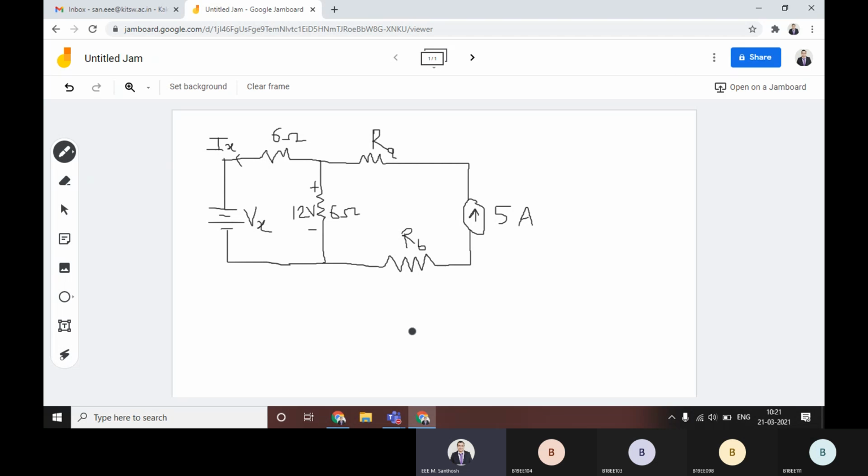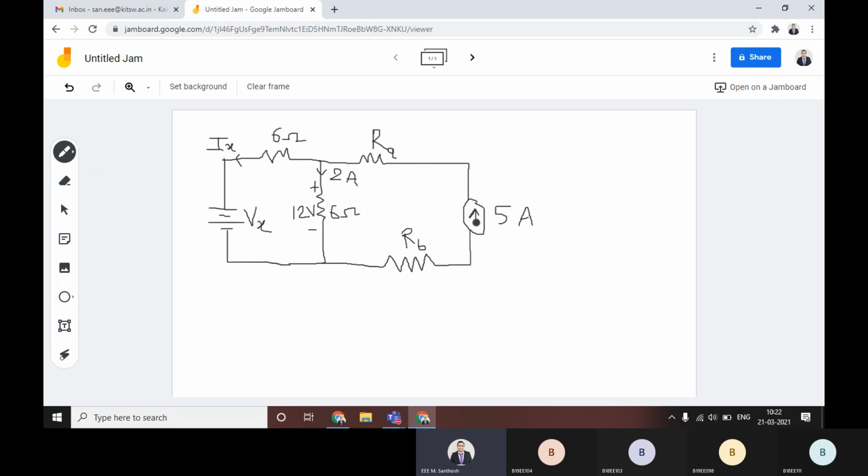Okay, see. This is very simple. As they have already given you, this is 12 volts. Then you can find the current here. What is the current value in this branch? That is 2 amps. No need to do any calculation. Directly you can write 2 amperes.